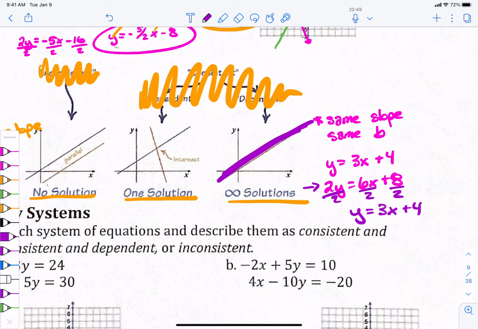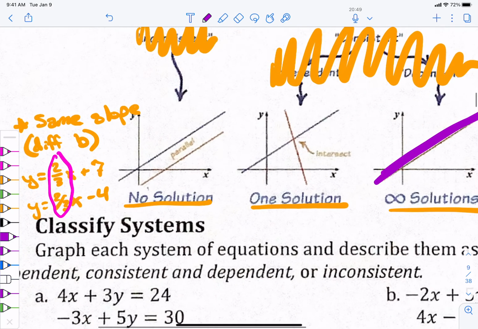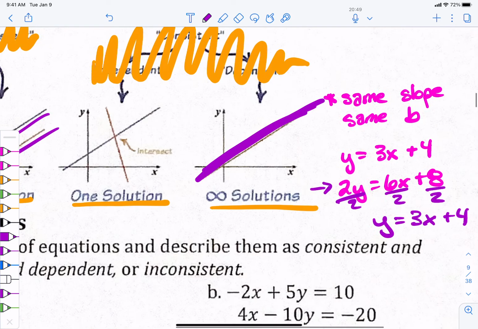So one way you can remember that parallel lines means no solutions is that when we're trying to find the solutions, it's where they're touching, right? And if it's a parallel line, they're never touching. So you have no solutions. Over here, if it's the same line, they're touching at an infinite number of places, right? They're always touching each other. So there's infinite solutions there.